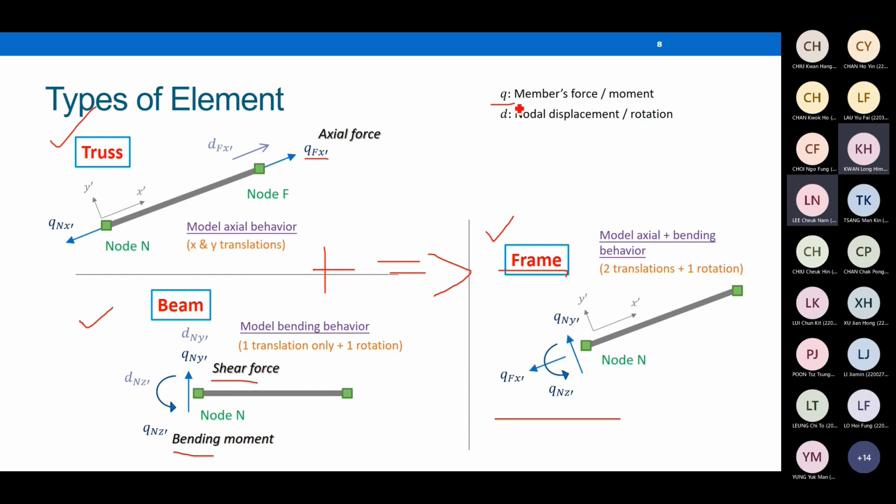In the notes, I use Q to denote force. I use D to denote displacements. Different textbooks may have different symbols. Some may use F for force, but in my notes here, I use Q. For displacement, I use D. I remember that some textbooks may use U or X for displacement, but they're just symbols.